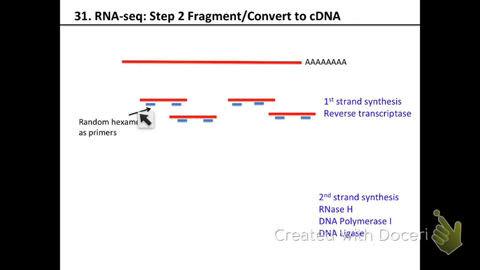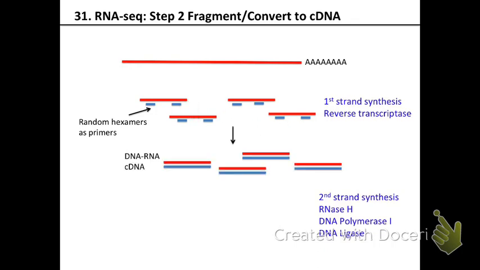Once you have your random hexamers hybridized, these will serve as primers for your reverse transcriptase. Okay? So then you're going to use a reverse transcriptase to do your first strand synthesis, using these random hexamers. So after the reverse transcription, you're going to have a DNA-RNA molecule. So that's your first strand synthesis, your cDNA.